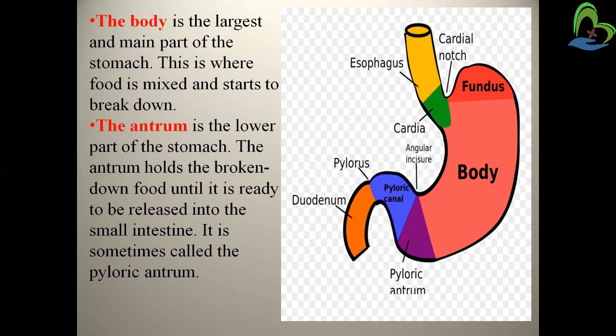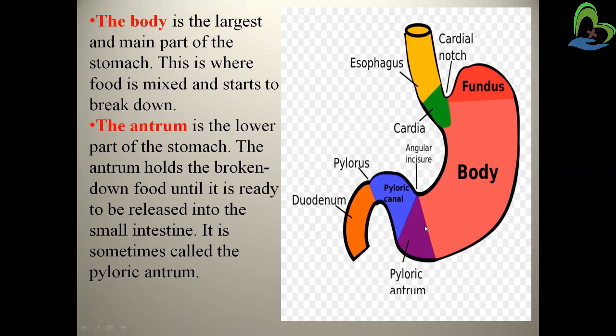The antrum. Actually, in some books, the antrum is one of the regions of the stomach. Some books say there are five regions of the stomach, and some books say four regions. So the antrum is also considered a region of the stomach. The antrum is the lower part of the stomach. As you can see, the antrum is present here at the lower part.